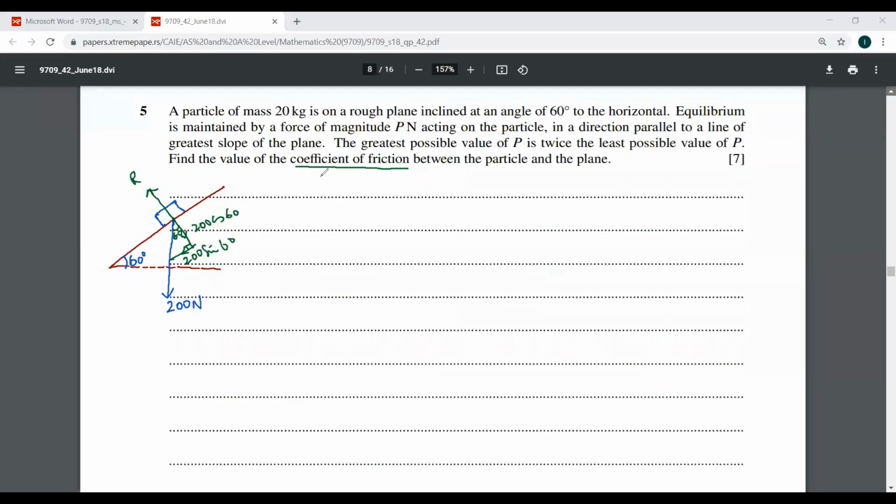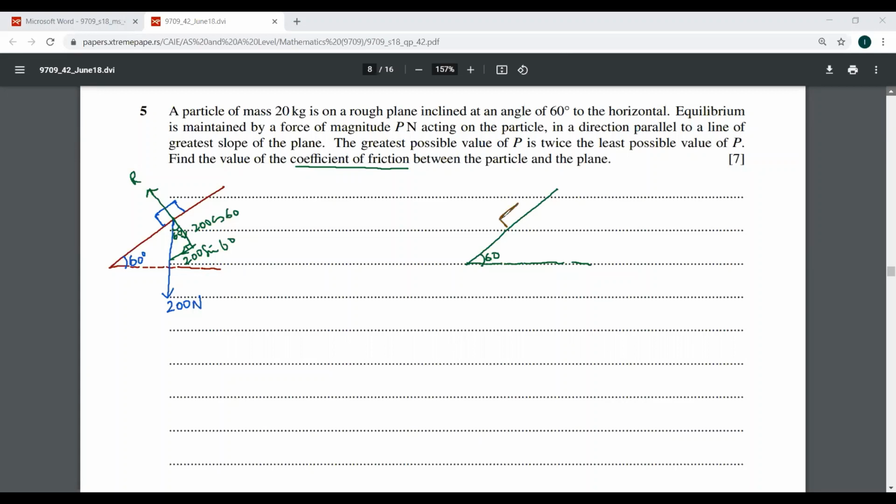Now please see one thing over here. We are not told that this force p is acting upward or downward, okay? And he says the greatest possible value of p is twice the least possible value of p. So we need to have two diagrams here, guys, because we shall assume in one diagram that p is acting upwards, and in the second diagram we'll assume that p is acting downwards, okay?